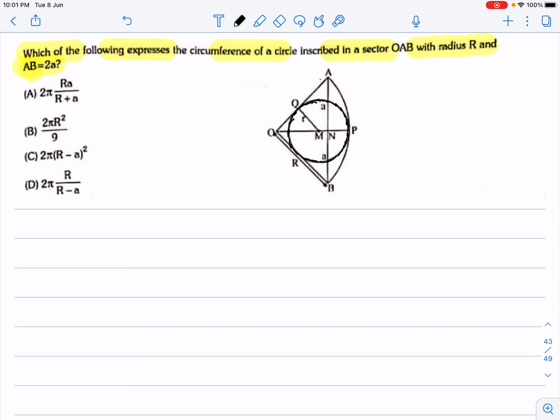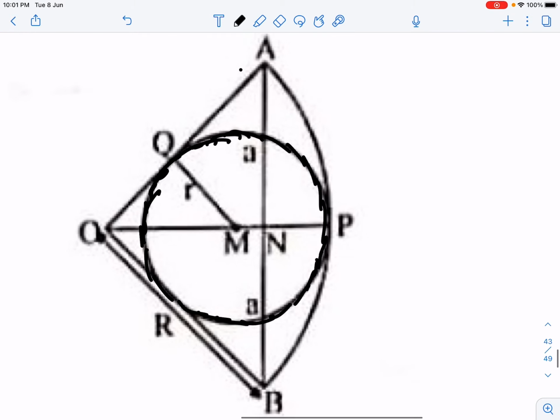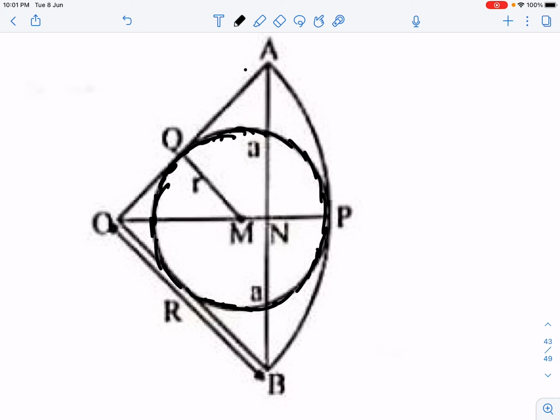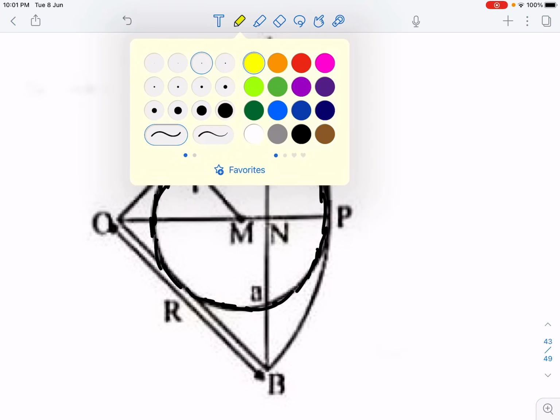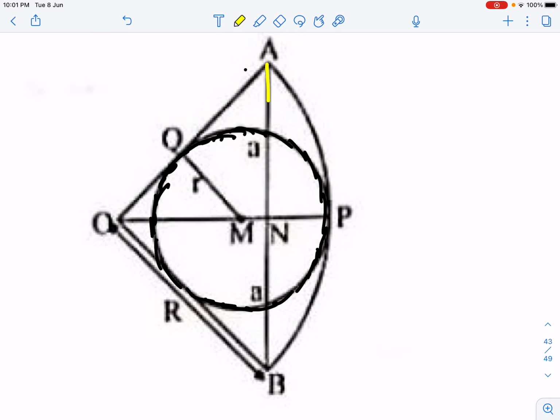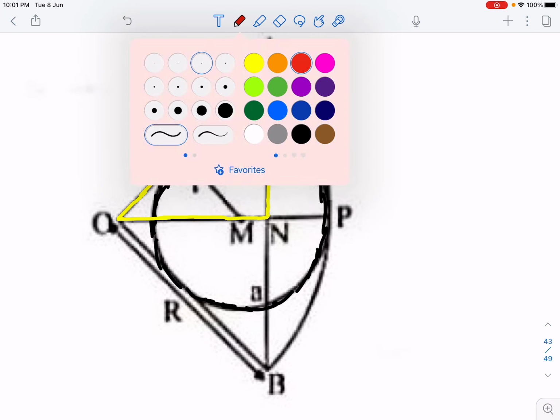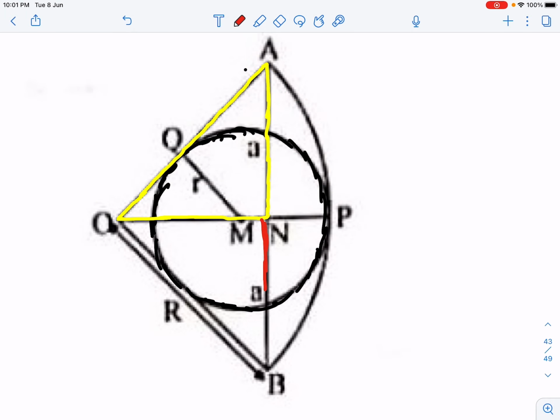Now let's enlarge the figure, my dear students, so that I can make you understand each and everything very properly. Guys, I can see two triangles over here. Which two triangles? This yellow colored triangle, can you see? Yes sir, we can see. And this red colored triangle, my dear students, can you see? Yes sir, I can see the red colored triangle also.